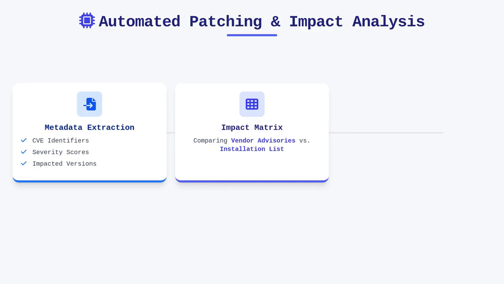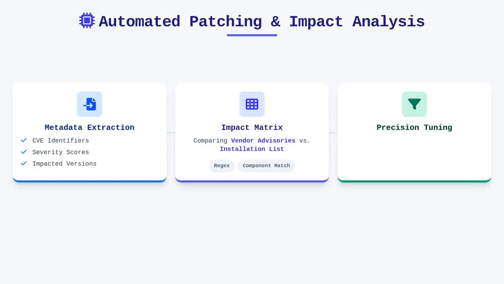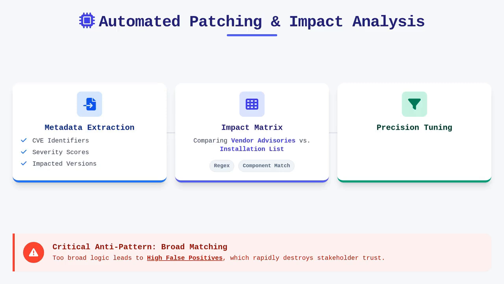This requires a robust set of match parameters, often involving regex or precise component matching, to ensure you are not flagging hardware or software that is not actually present in your stack. If your matching logic is too broad, you will encounter high volumes of false positives, which is an anti-pattern that quickly destroys the trust of your stakeholder groups. You should prioritize defining criteria that narrow down to specific software editions and build numbers whenever possible.